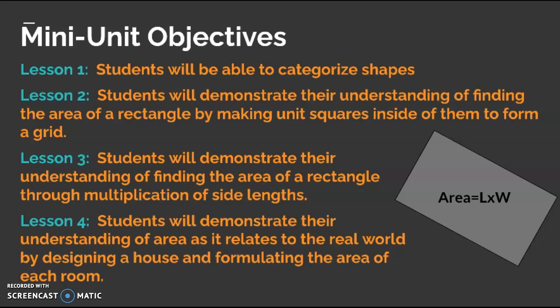So the objectives of my various lessons within this mini unit: Lesson 1, students will be able to categorize shapes. Lesson 2, students are going to demonstrate the understanding of finding the area of a rectangle by making the square units form a grid inside. Then lesson 3, they will be able to find the area of a rectangle through multiplication of its side lengths. And lesson 4, they're going to demonstrate their understanding of area as it relates to designing a dream house for themselves with a floor plan and creating various sized rooms, and having to communicate to me what the area of each room is.